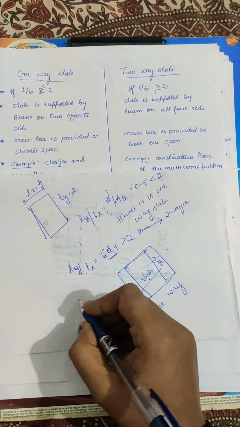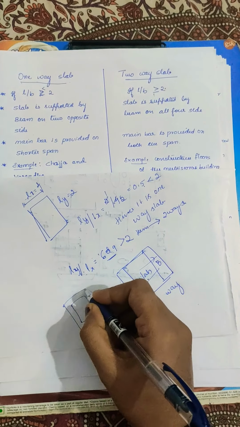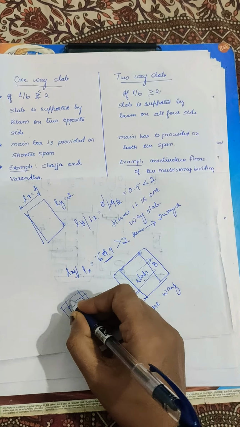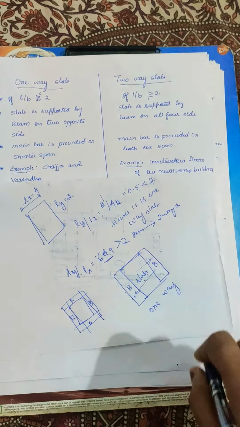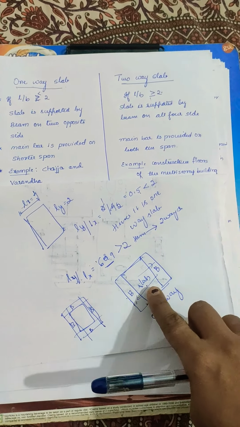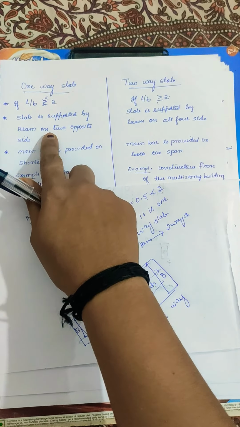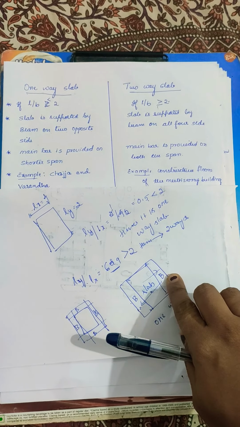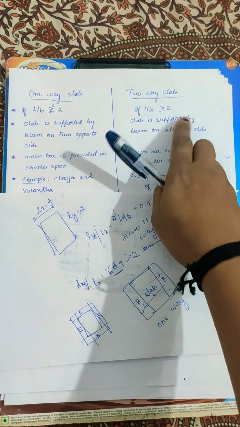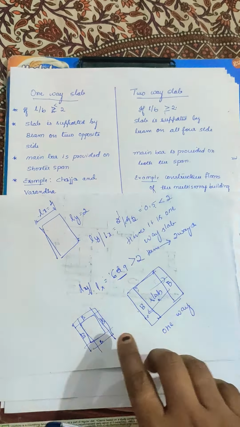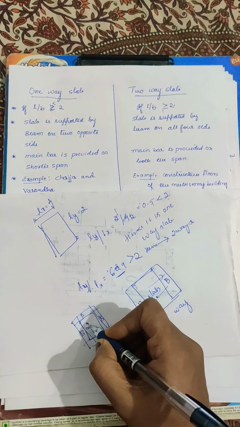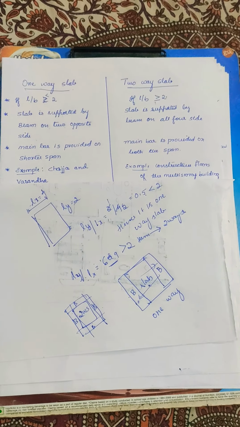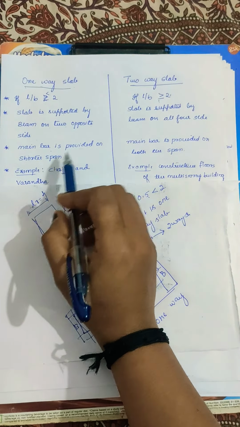Okay. In case of two-way, the slab is supported by beams on all four sides. That means it is supported by beams on all the four sides. This is your one-way slab, two-way slab. See, in one-way the slab is supported by the beam on two opposite sides. In case of two-way, the slab is supported by beam on all four sides. So here you can see this particular two-way slab is supported by beam on all the four sides. So here main bar is provided on the shorter span.